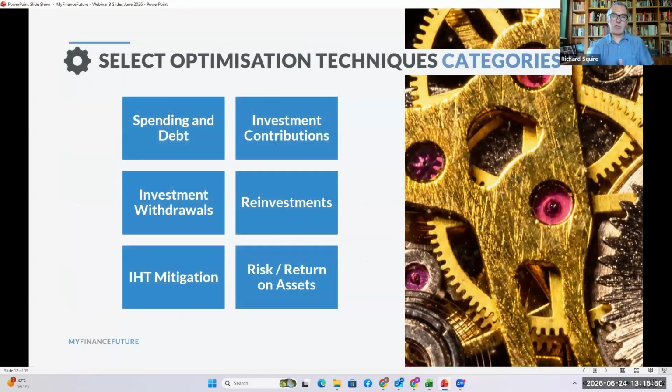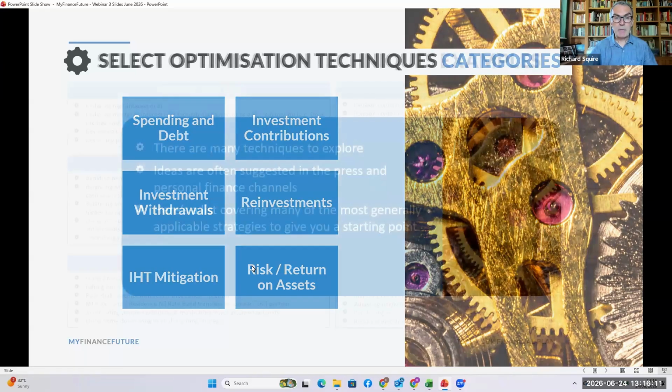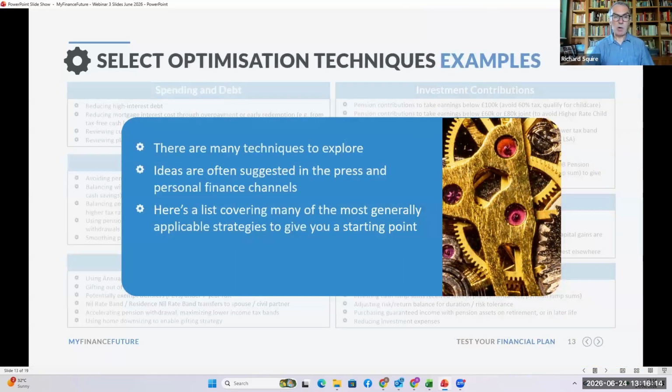What techniques can you apply to address those leaks? Well, there's a long list, but I'll put them into these categories to give you a top-down view. Spending and debt, investment contributions, investment withdrawals, reinvestments, IHT, and risk and return on assets. So we think about them in those categories. And there's a lot to explore, and we'll give you a starting list, but there are many out there.